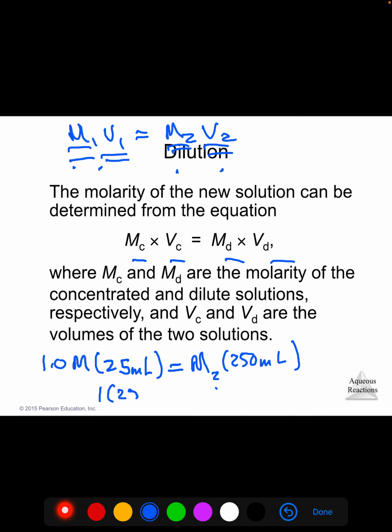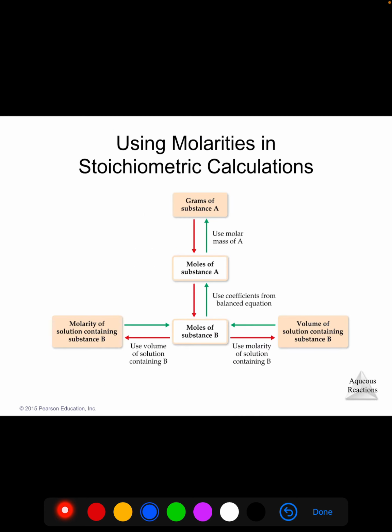And when you do this, if I cross multiply and solve, I get 1 times 25 divided by 250, which is equal to 0.1 molar. And that's my new concentration. If I know how much of the original I took and its concentration, and I know what volume I ended up with, I can calculate my final concentration. I'll only give you one problem like that.